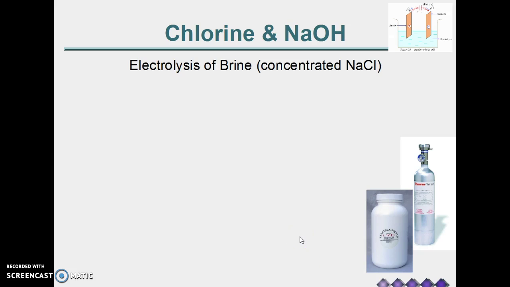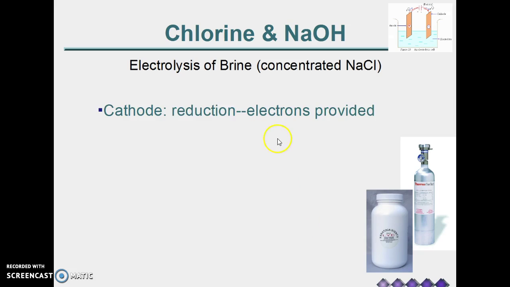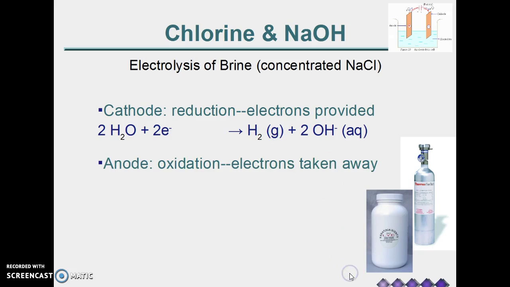Now let's look at electrolyzing brine. That's concentrated sodium chloride solution. At the cathode, we're providing electrons for a reduction. Now we have water present, and water can be reduced to hydrogen gas, with hydroxide also provided. At the anode, oxidation occurs, electrons are taken away, and from what? Well, we have chloride present, and if you look at the reduction potentials, you see that for an oxidation, the chloride would be oxidized before the oxygen and the hydroxide.